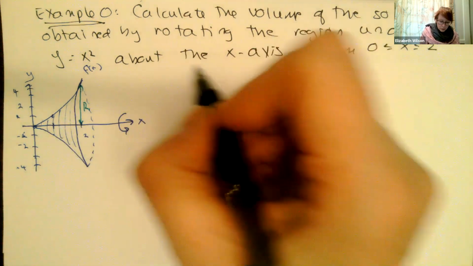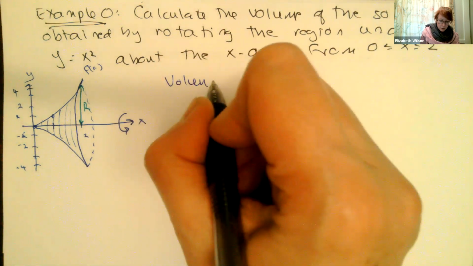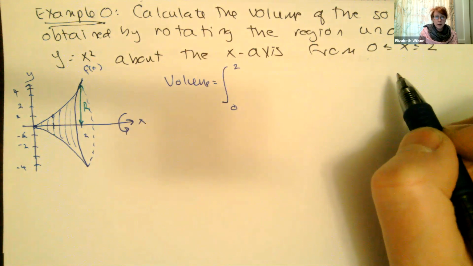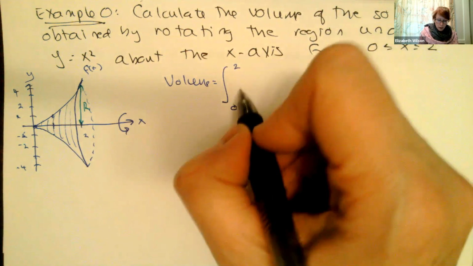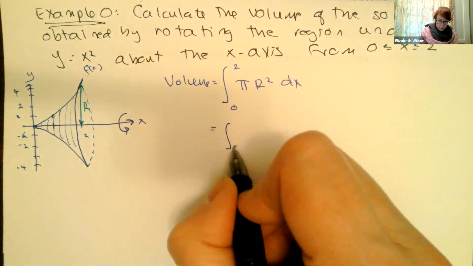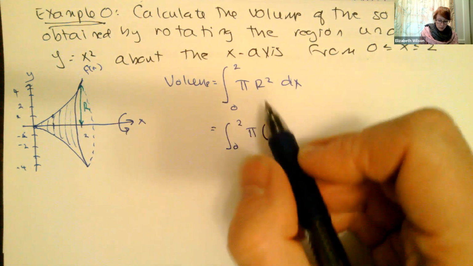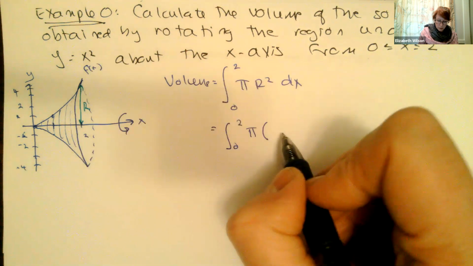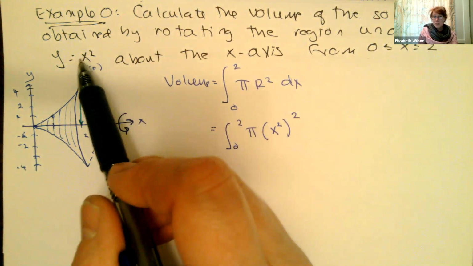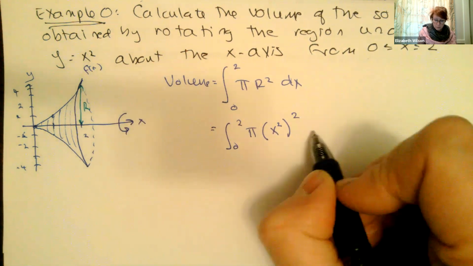So let's set it up. Volume. We're going to go from 0 to 2. So this tells us where we're going to integrate, our bounds of integration. Pi r squared dx, 0 to 2 pi. My radius is my function x squared. Don't forget to square it. Don't be lulled into a trick. This x squared is our function. We have to square our function.